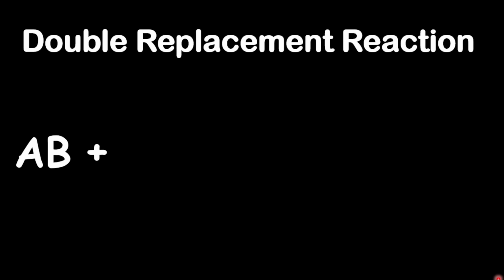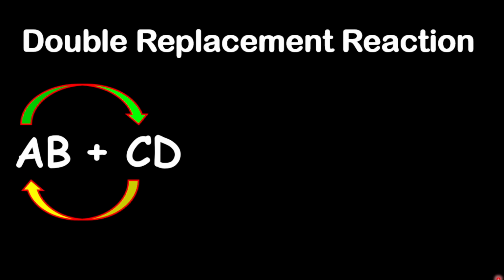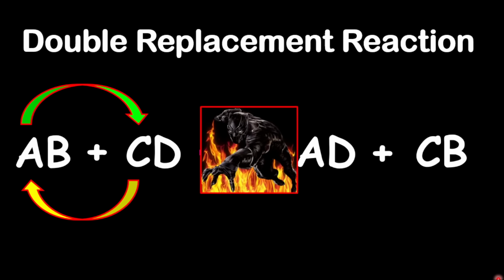All right, for example, if you have AB plus CD, again, it's double, so they're replacing each other. So two things replacing each other. A can replace C, and C replace A, or D replace B, in other words. So what you get here now is AD, and you also get CB, all right? That's a double replacement reaction here, typical double replacement.